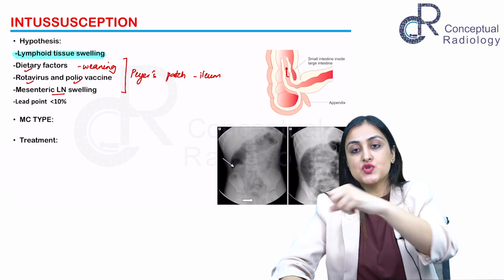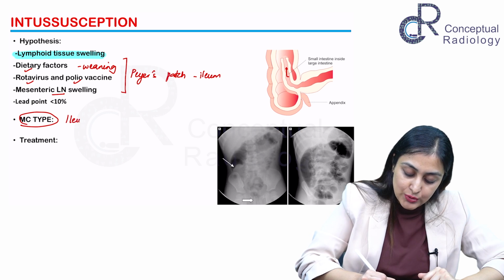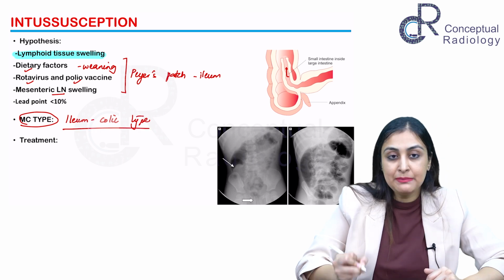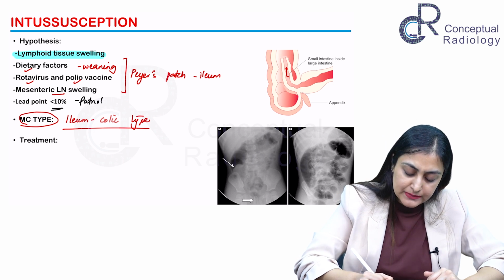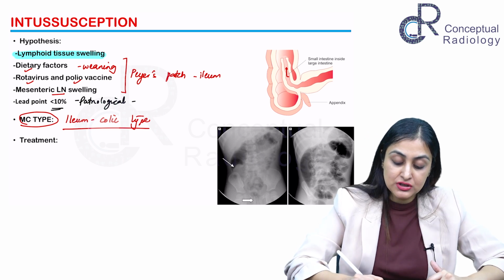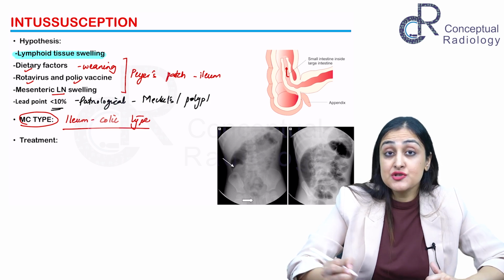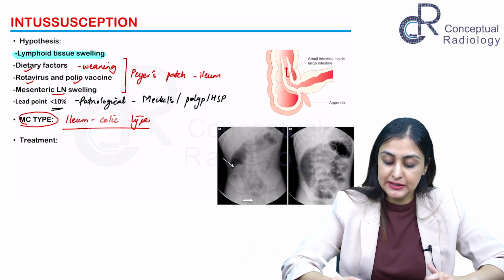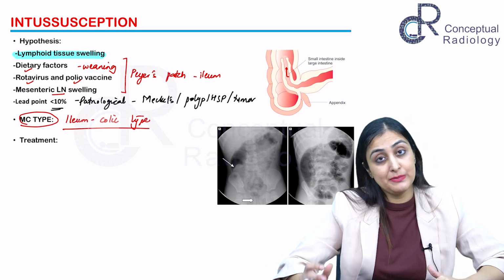It acts as a point which pulls the intestine inwards, and this is why it's frequently the ileum going inside the colon. So it's the ileocolic type, which is the most common type, and in around 10% of cases you can also have a pathological lead point, other than just the Peyer's patches. A pathological lead point could be a Meckel's diverticulum or a polyp. In cases of Henoch-Schönlein purpura, you can have submucosal hematomas which can act as a lead point. You can also have a tumor. So there are various pathological lead points.